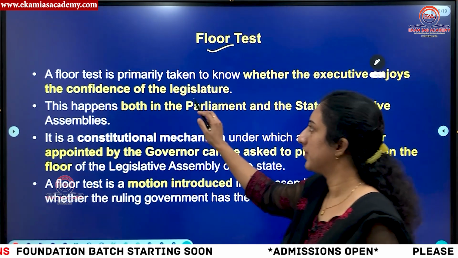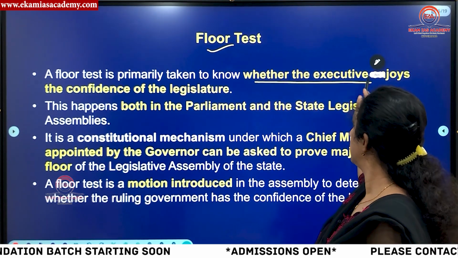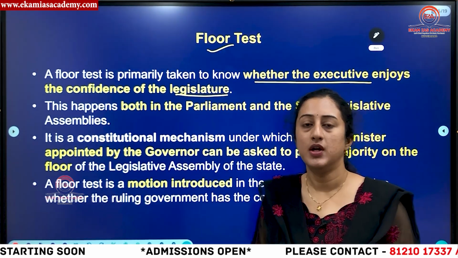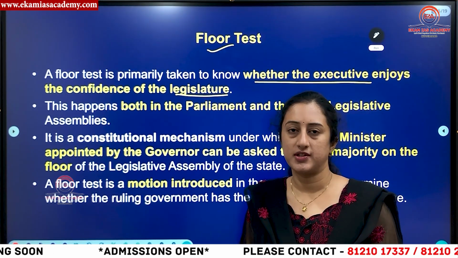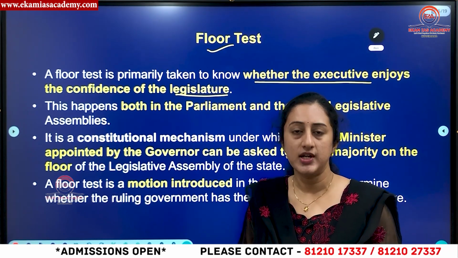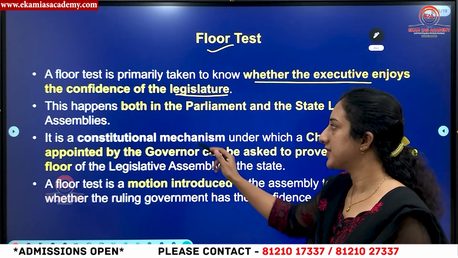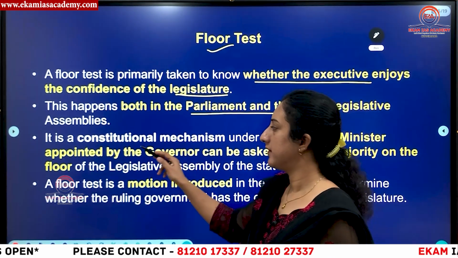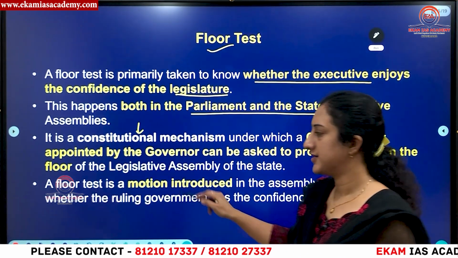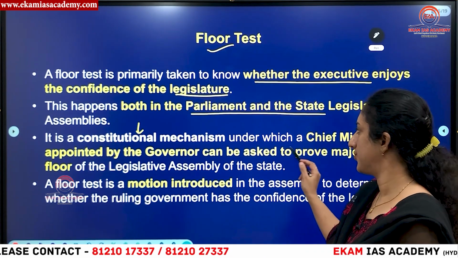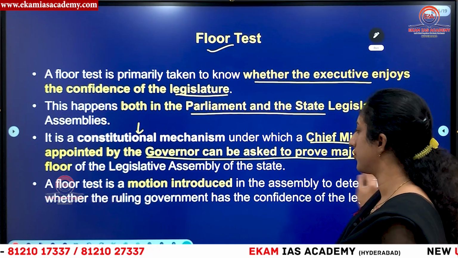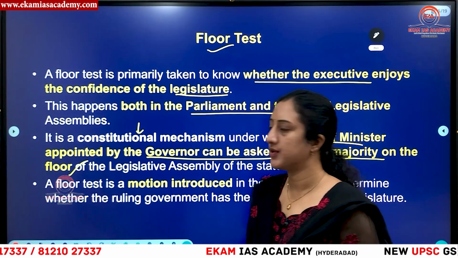Okay, so now let us see what the floor test is. A floor test is primarily taken to check whether the executive enjoys the confidence of the legislature. This is the fundamental principle of any parliamentary democracy, that the executive is responsible to the legislature of the house. This happens both in Parliament as well as in state assemblies. Okay, this can happen anywhere. So this is a constitutional mechanism, directly provided under the constitution, where a chief minister appointed by the governor can be asked to prove a majority on the floor of the house.